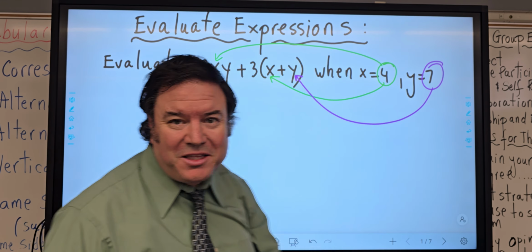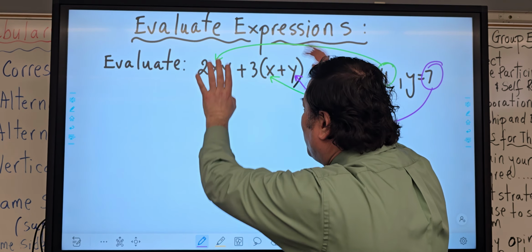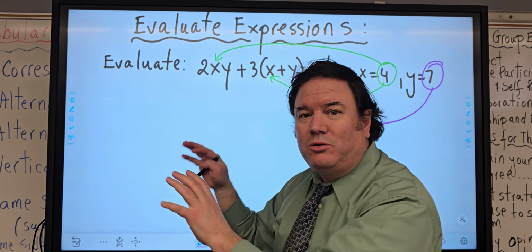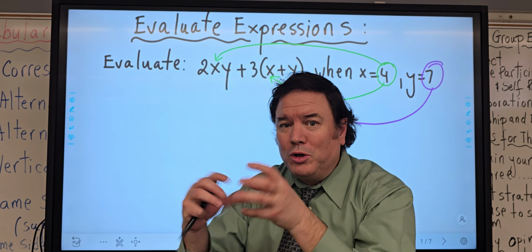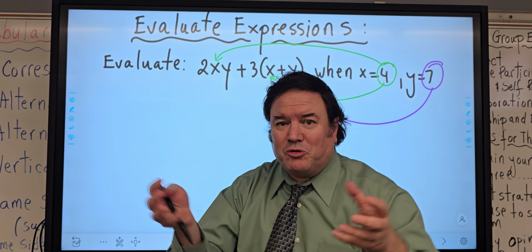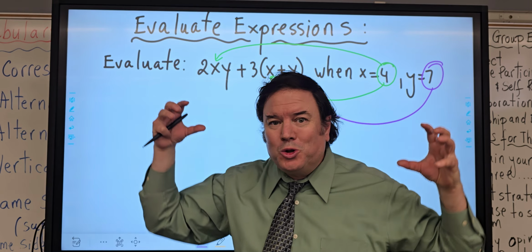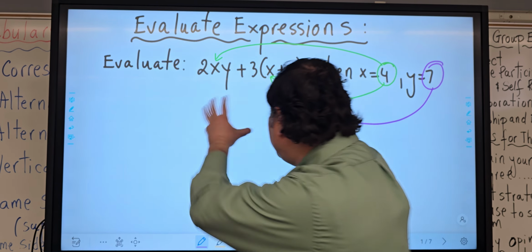And when we do that, we are going to get rid of all the variables. We are going to just have numbers: multiply numbers, add numbers, subtract numbers, and we are going to get to the answer. Okay? Let's solve this.